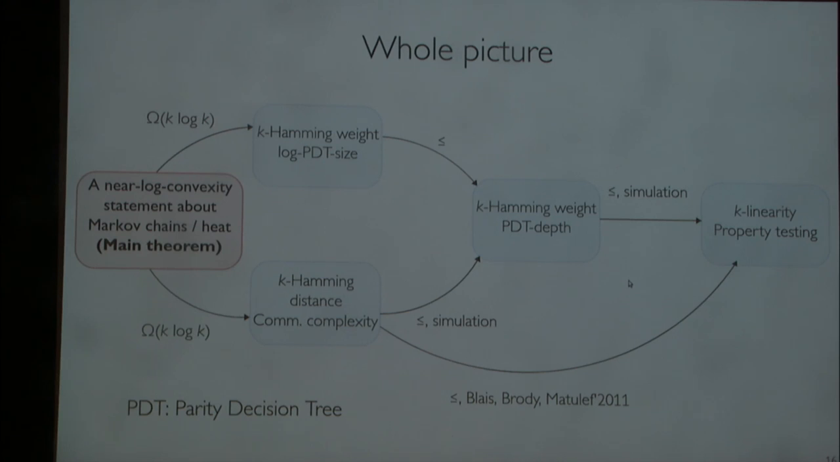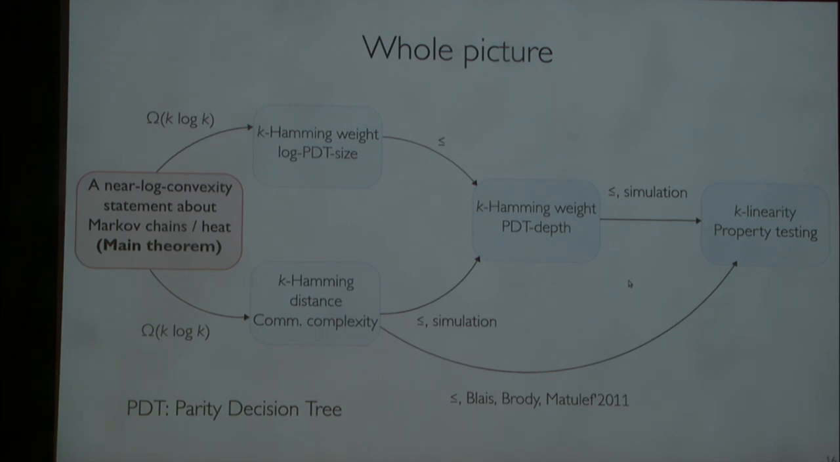So this is our main theorem. We prove something about Markov chains, how heat behaves, and this implies a k log k lower bound to either PDT size or the k-Hamming distance communication complexity. I should add that these are incomparable as far as we know.